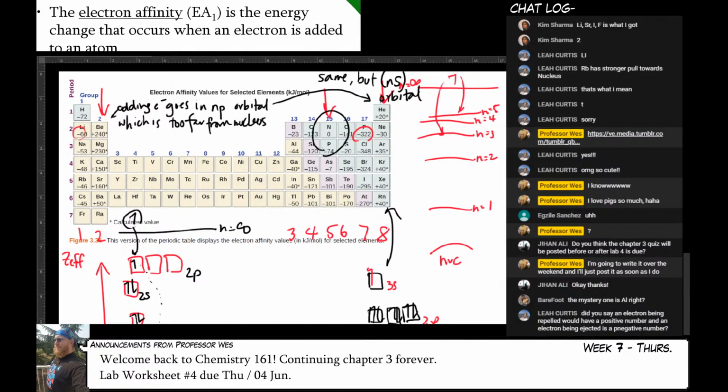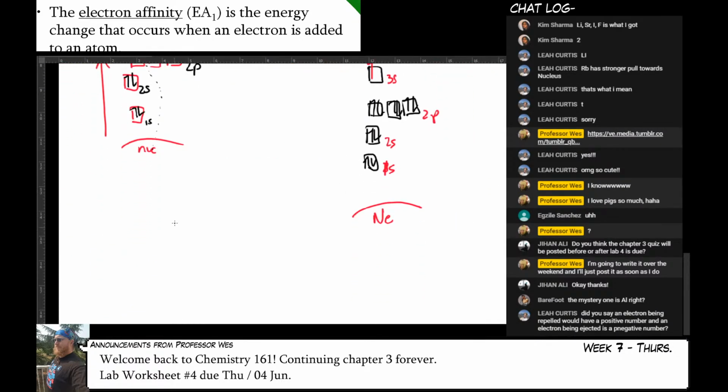Finally, we've got to explain this. Why is there this hiccup in the middle? That hiccup is due to the fact that when you are adding an electron to nitrogen, here's what nitrogen looks like. If I add an electron, it has to go here. And that's going to be the first time it pairs with something else.